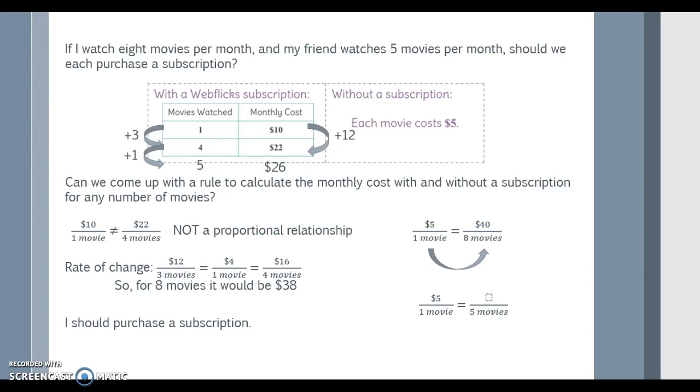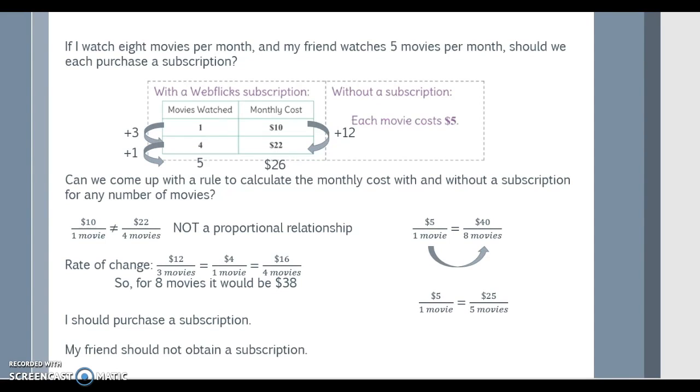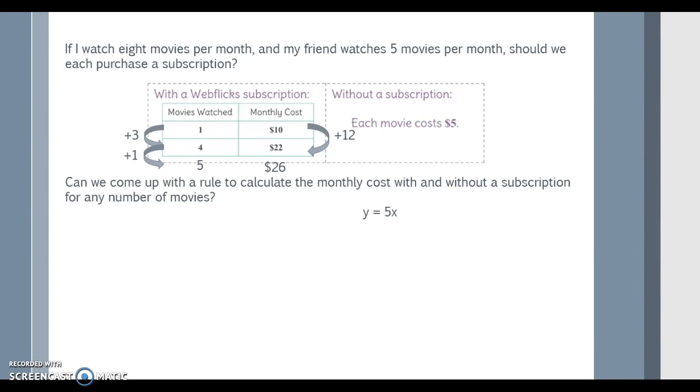So $5 for one movie is how many dollars for 5 movies? Well, again, one movie times 5 is 5 movies, and 5 times 5 is $25. My friend should not obtain a subscription since it would cost less.